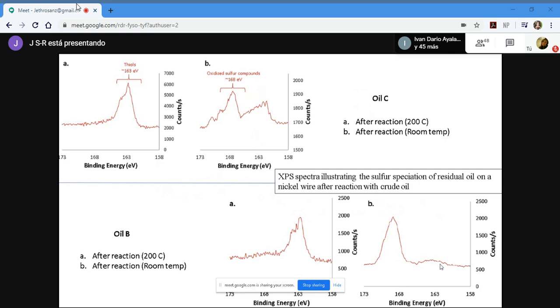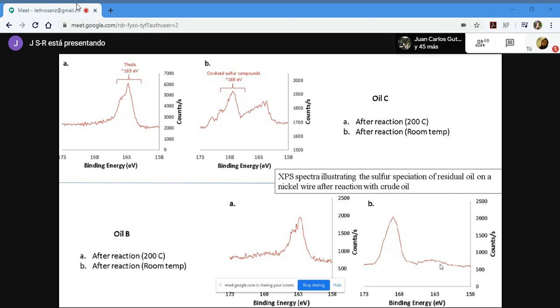If we have a closer look, for example, the first picture on the top left of the screen is the surface of the wire after reaction with our most thiol-rich oil. And what we can see is that the surface of the wire, the sulfur peak, is entirely composed of reduced sulfur compounds, meaning that thiols or reduced sulfur compounds have a high affinity for nickel.